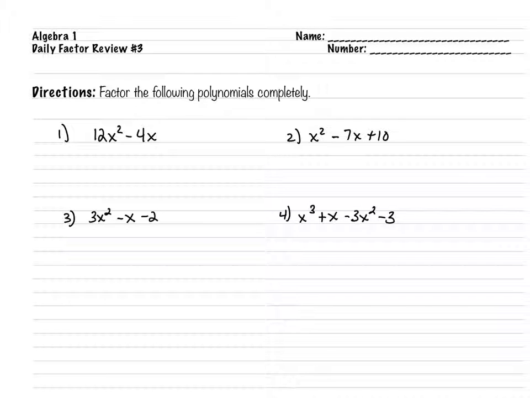So we're going over these 4 factoring problems today. So we're going to approach number 1 first. And we always start with the same thing. Whenever we factor, we always check for the GCF first.